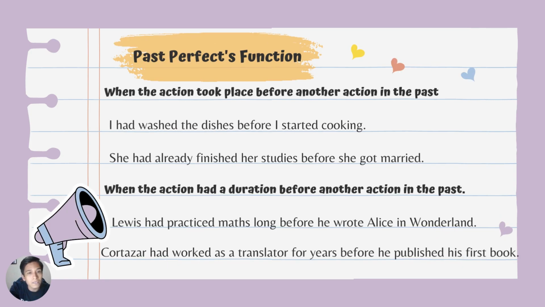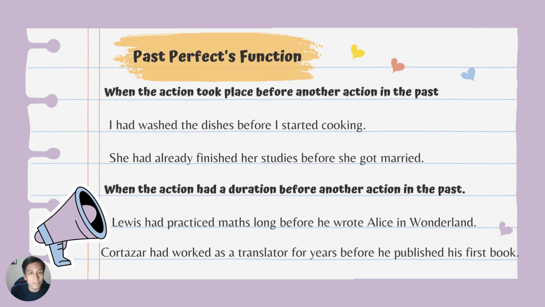So now let's see the past perfect function. When do we use it and how do we use it? Well, basically, we can use the past perfect when an action takes place before another one in the past. That means that there will be two actions. There will be an action that started first and then another one that follows the previous one. For example, I had washed the dishes before I started cooking.